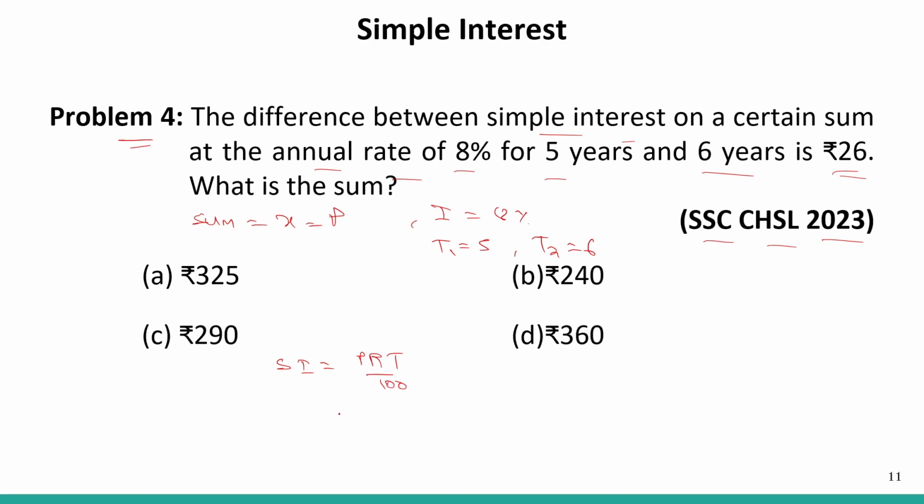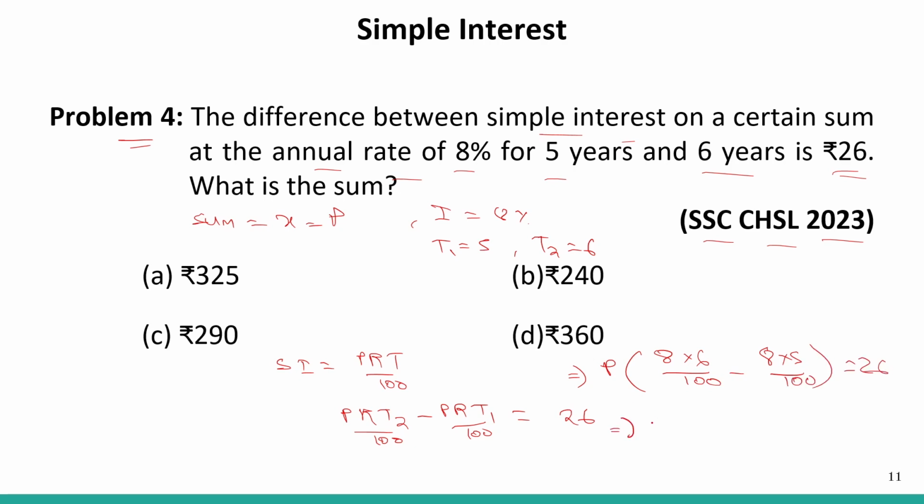So in this case, what we are given is PRT2 minus PRT1, by 100, by 100, okay, because these both are in percentage, is equal to 26, is given to us. So this implies that P we can take common. Okay, so R is nothing but 8% in this case, and T2 is equal to 6, so 8 into 6 by 100 minus 8 into 5 by 100. This is equal to 26.